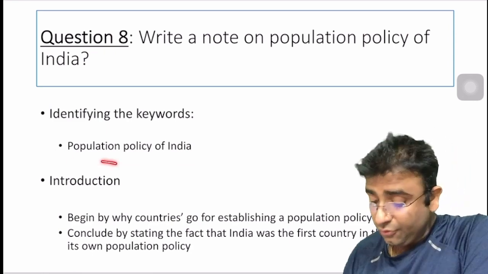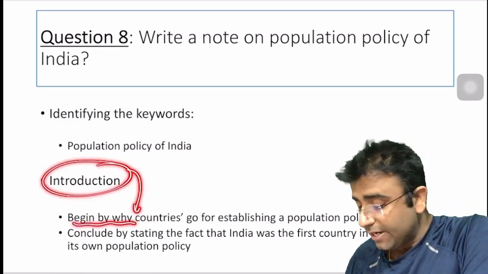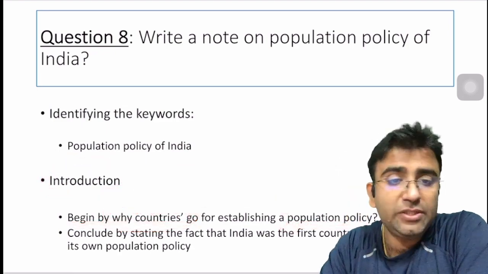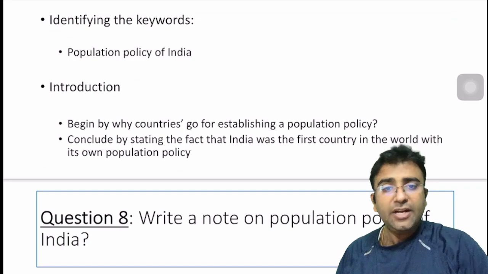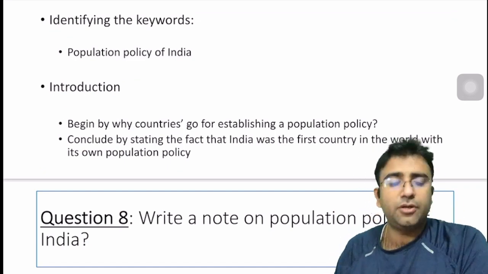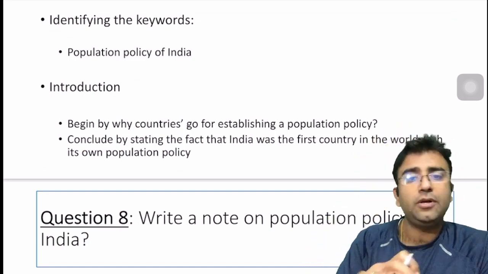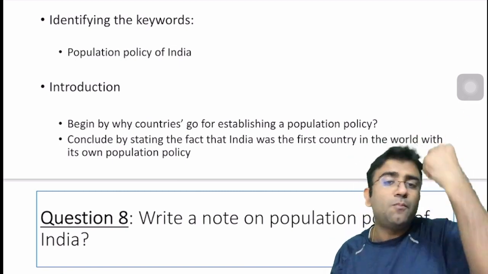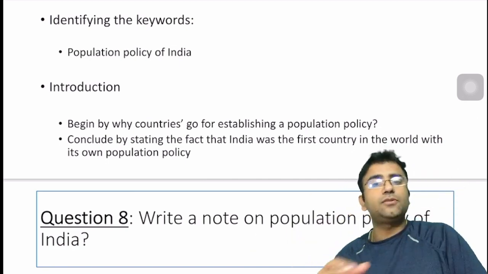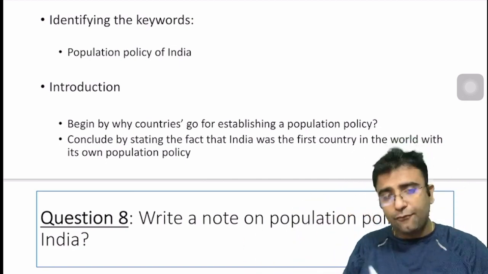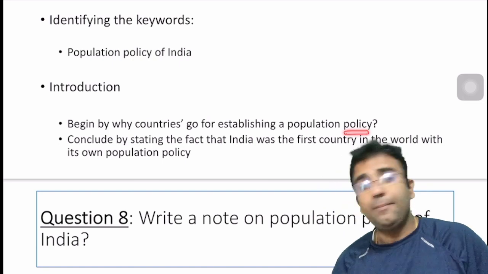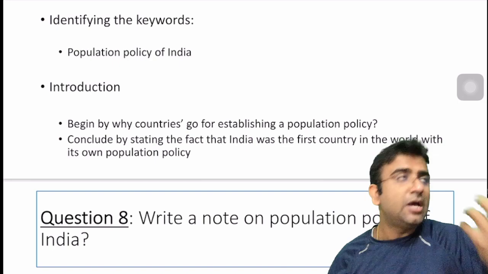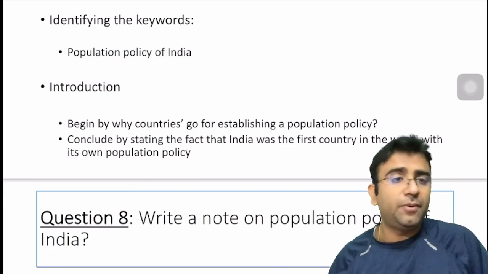So, in the introduction, you are going to begin by saying why countries go for establishing the population policy. You will say that population is a kind of resource as well as a burden, because if used properly, population results in generation of resources, and if not used properly, population will consume the natural resources, putting the country in a constraint, and therefore a country must go for making a proper population policy that goes for planned use of its population as a resource rather than preventing itself from being a burden.